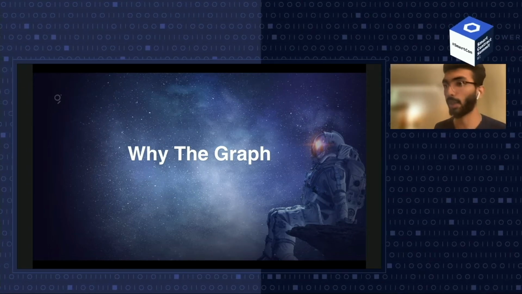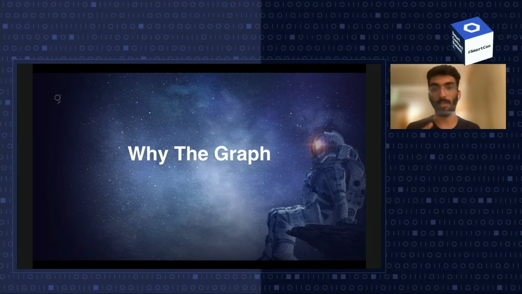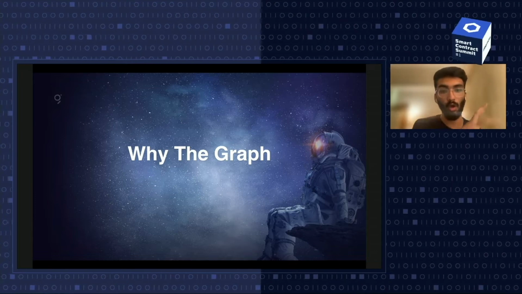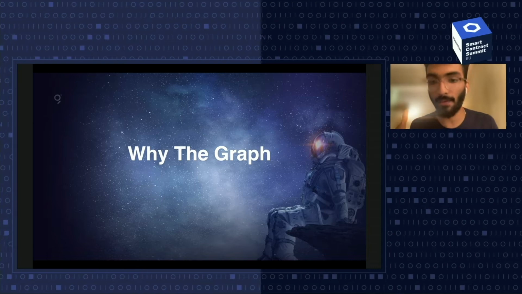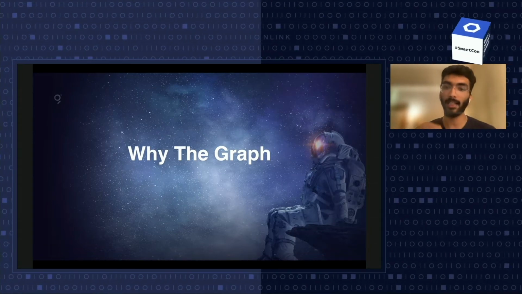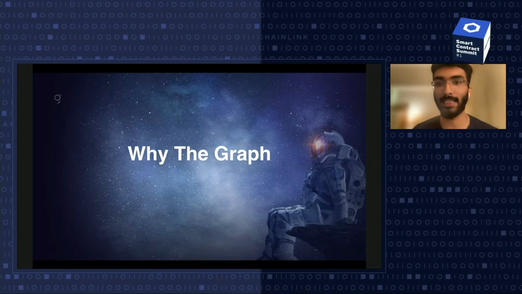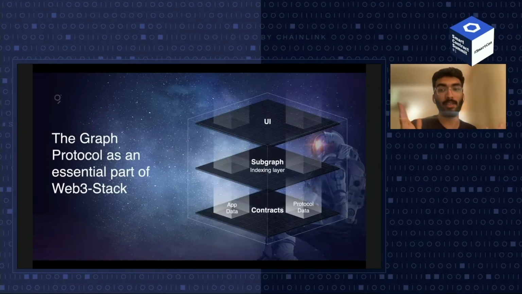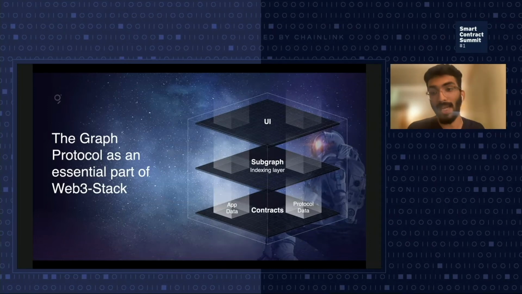And then came the graph, which solves this, in a way, as a decentralized querying and indexing protocol. All the data that is stored inside the blockchain, using something known as a subgraph, you are able to get that data and serve it to your decentralized application, of course in a decentralized fashion, right? So that's the basic use case, and that's why we call the graph an essential part of the Web3 stack, right? How does it work?